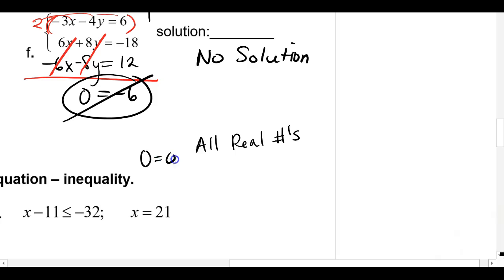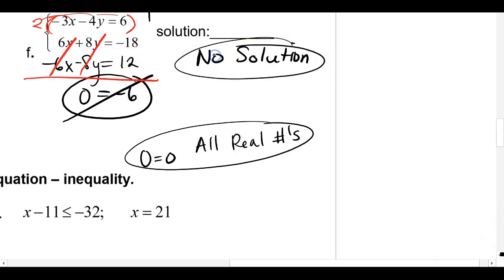But let's just say that it was 0 equal to 0. In other words, the x's and y's canceled out, and your numbers canceled out. If they all cancel out and you have 0 equals 0, then your answer would be all real numbers. But for this problem, only the letters canceled out, but we still had some numbers left, and it's not equal, so that means this is our answer, no solution. Okay?